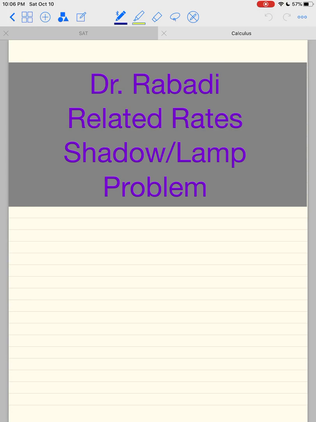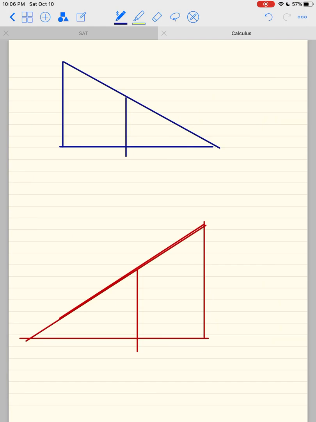And now I'm going to do the shadow lamp problem. Okay, so basically the shadow problem is as follows. There's typically a man who's walking away from a building or towards a building, and a lamp forces a shadow to be cast. Here's the building in both of these pictures, okay?